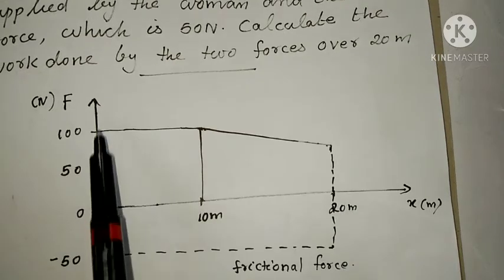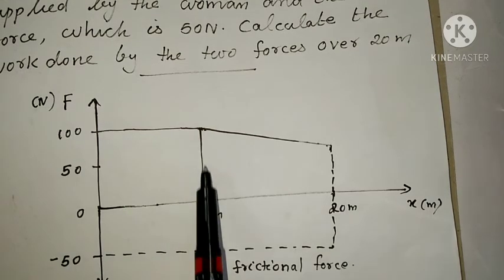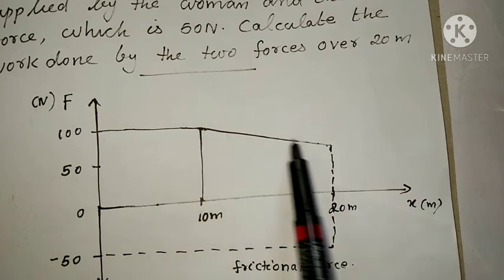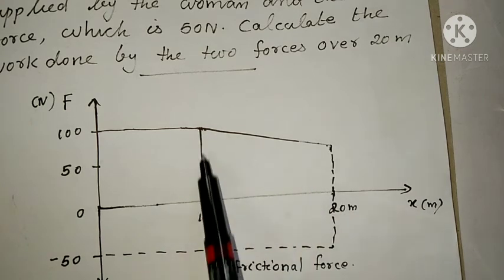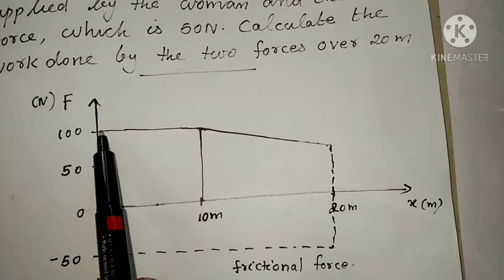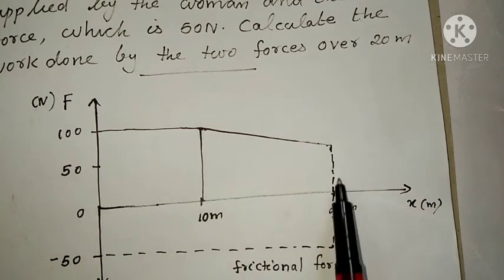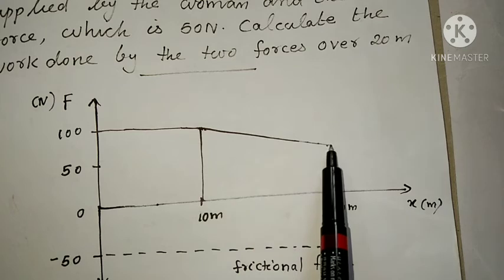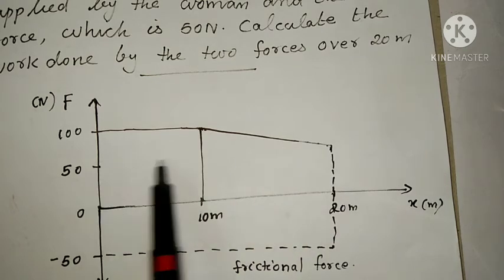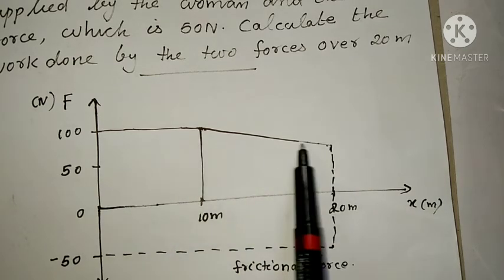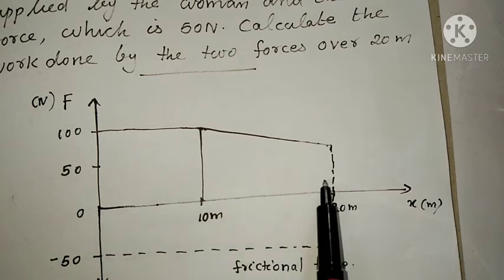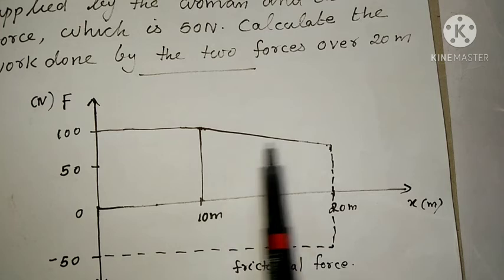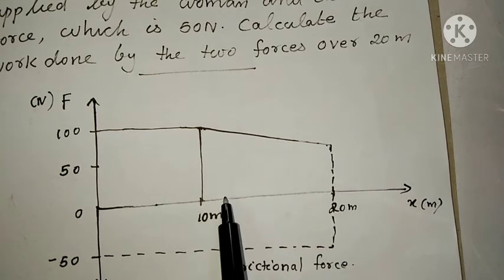The area is in the shape of a rectangle, and it is in the shape of a trapezium also. Two areas are there. This is the work done by the applied force: first 100 Newton force, then 50 Newton force. So the total area under the graph is this one, in the shape of a rectangle and a trapezium.